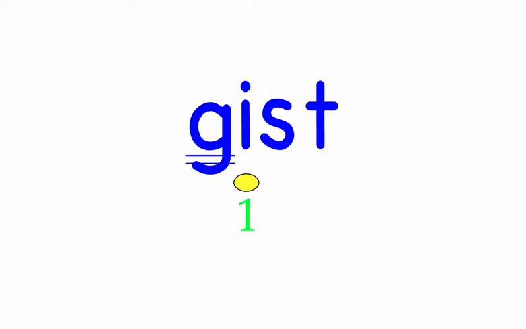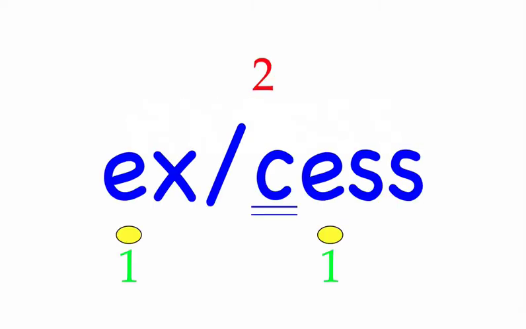Excess. This is quite an excess amount of food for one meal. X, 2 sounds. Cess, 3 sounds: S, S. Excess. Mark the word.